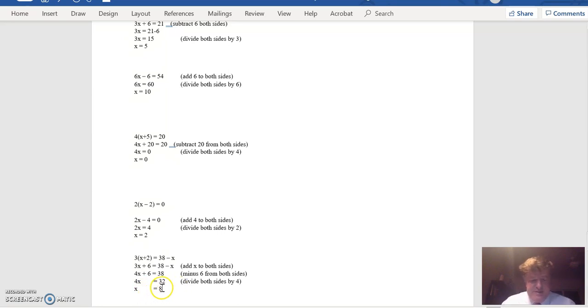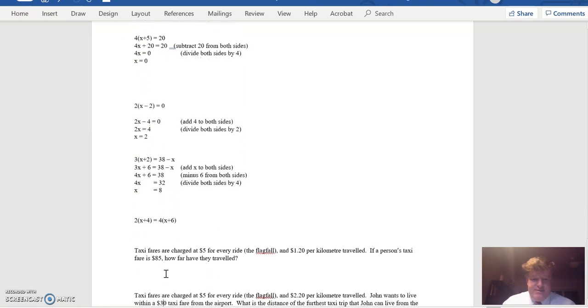And if we substitute this back in, it's a little bit of a complex formula, but see what we get. We get 8 plus 2 is 10, so we get 30 equals 38 minus 8. 38 minus 8 is 30, so 30 equals 30, so that works out really nicely.